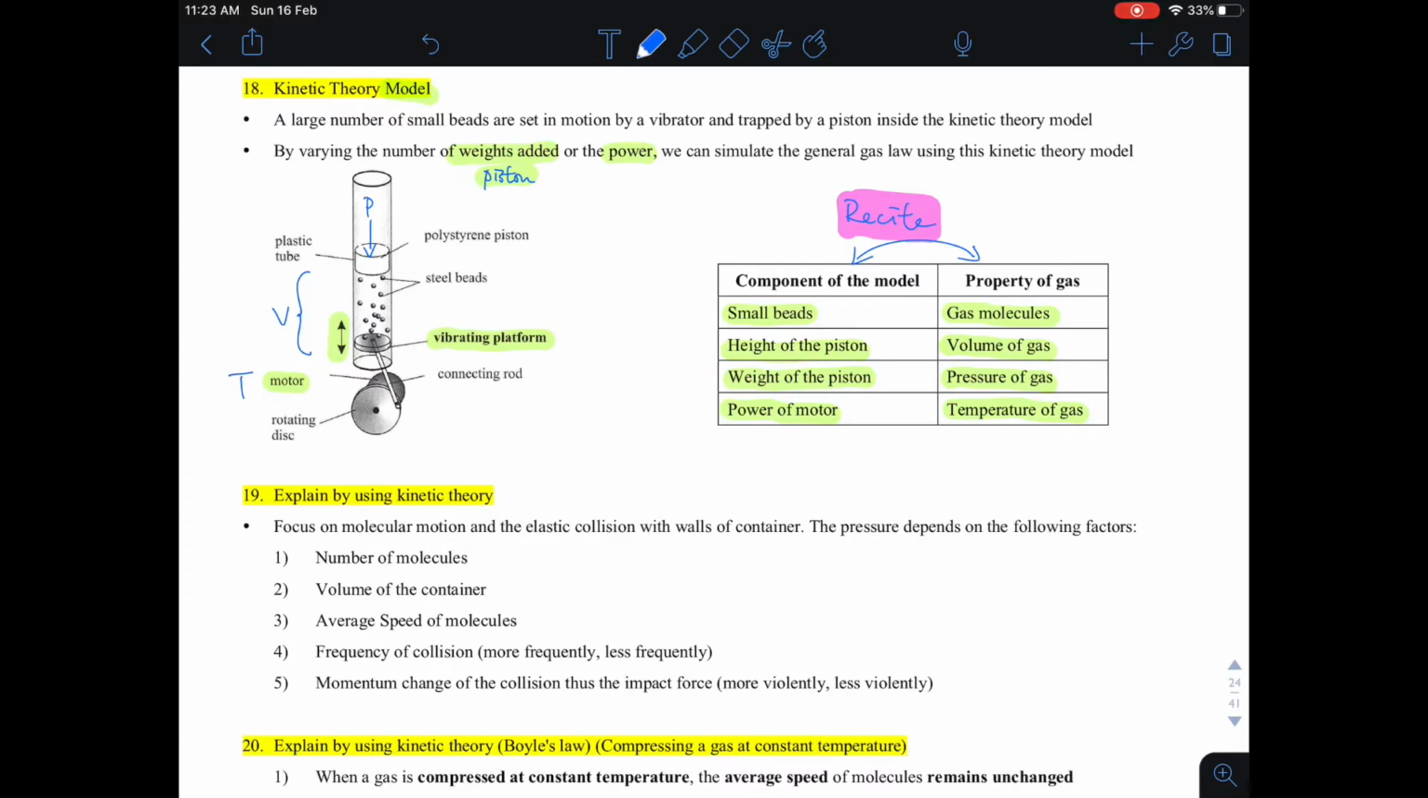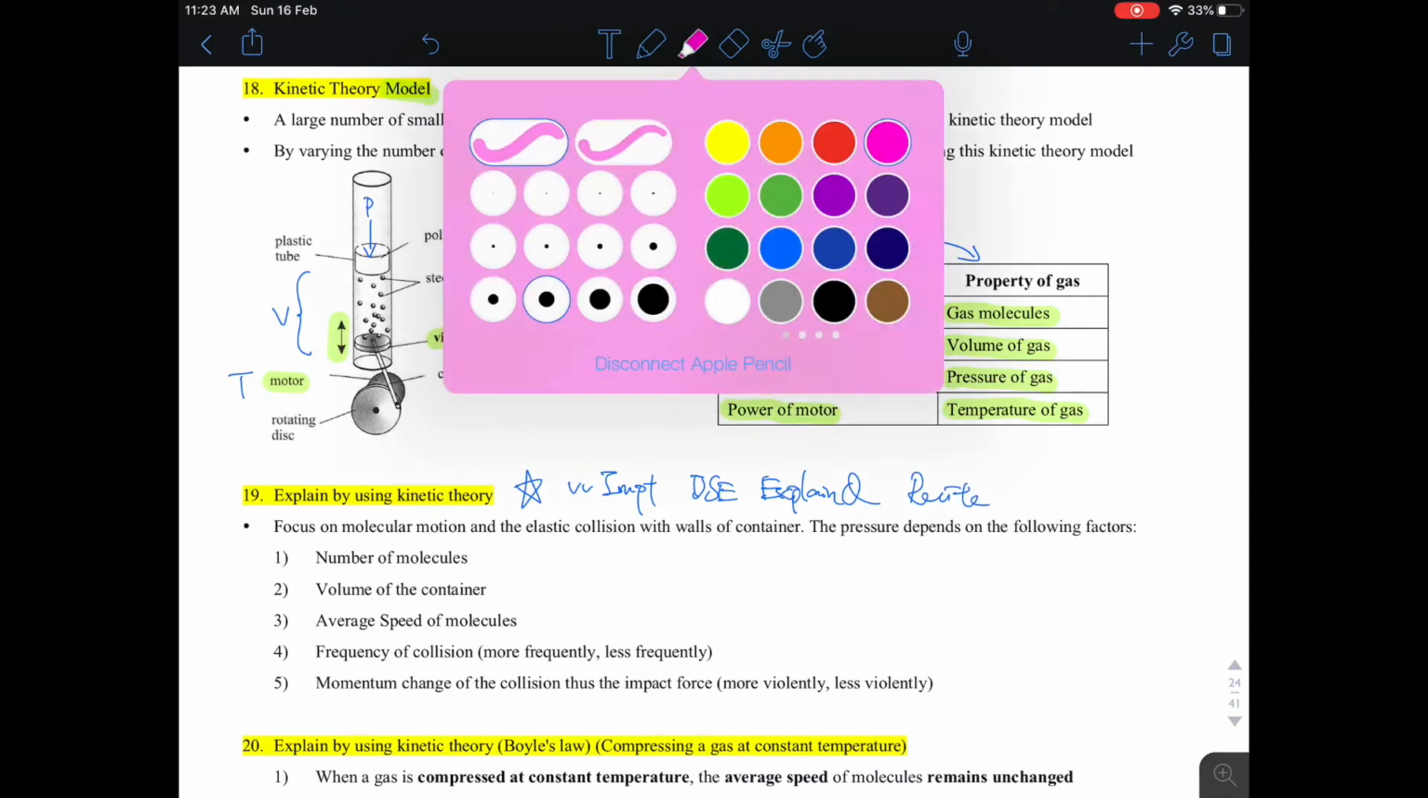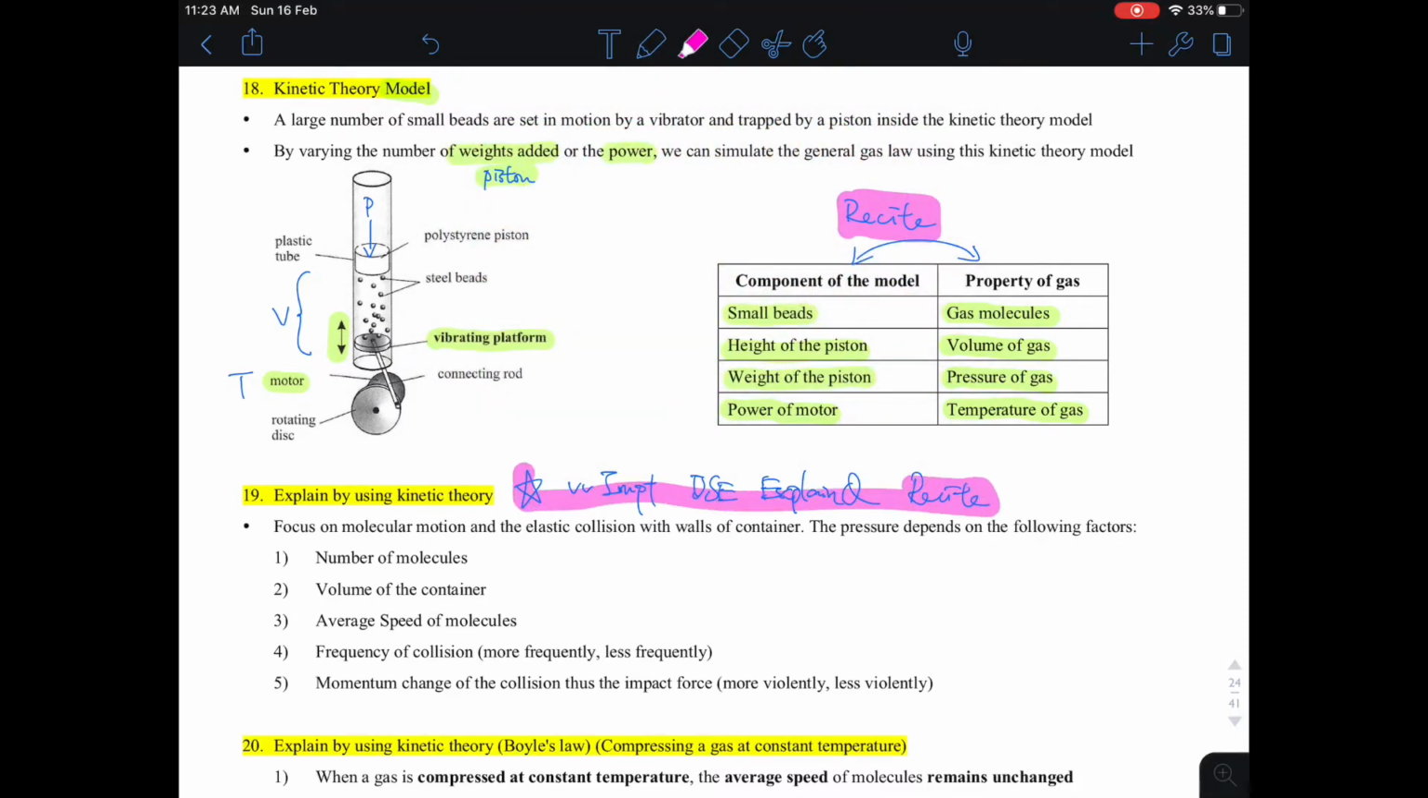And next, we will go into explaining by using kinetic theory. This is super important in DSE, because you really need to explain this in explanation questions. Please really recite it word for word. Exact wording is needed for a very accurate explanation.